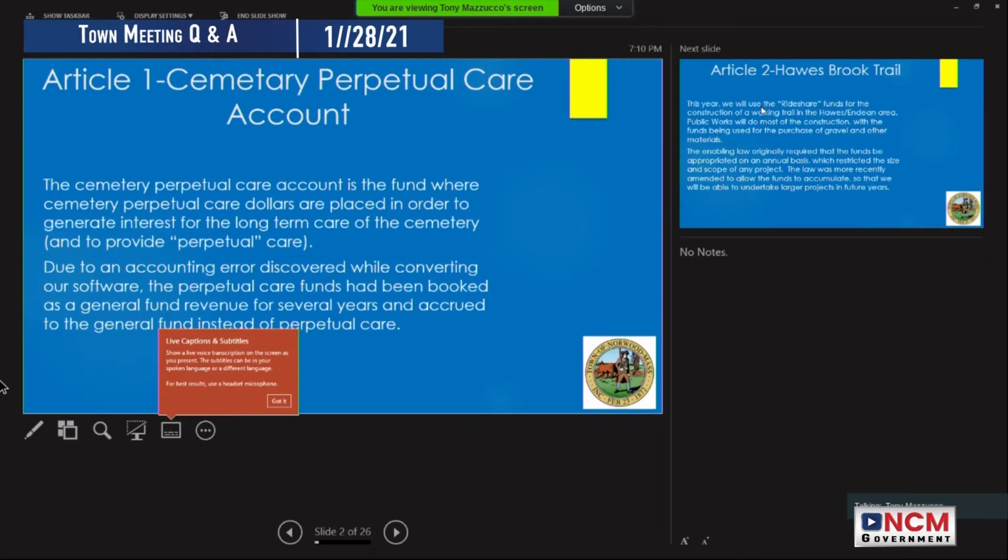So that's Cemetery Perpetual Care. Again, as we get to the end of the warrant, by all means, you can come back. We'll come back to any accounts or any questions people have.